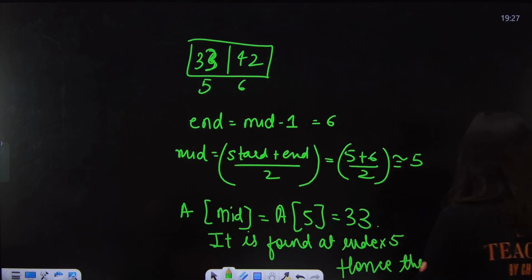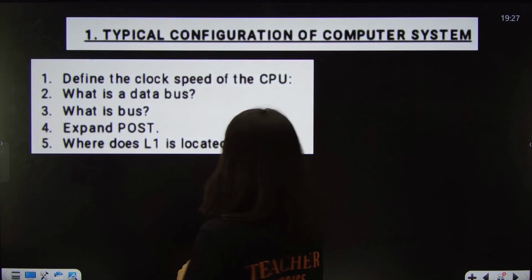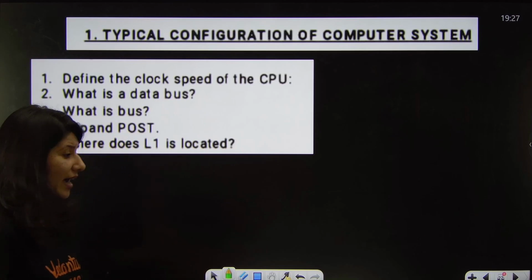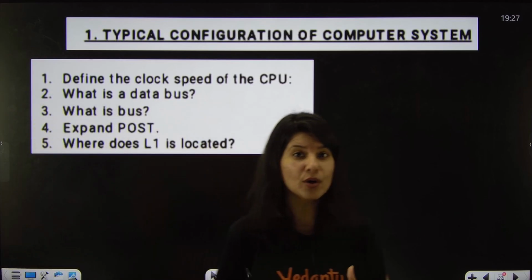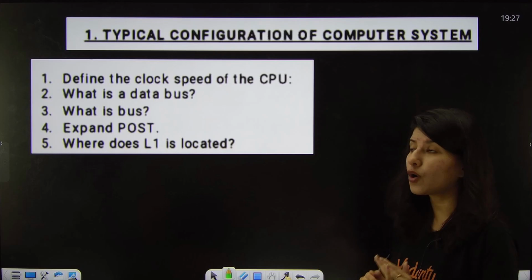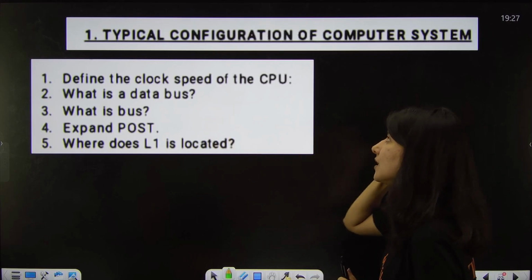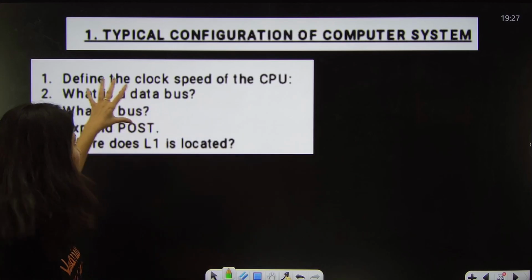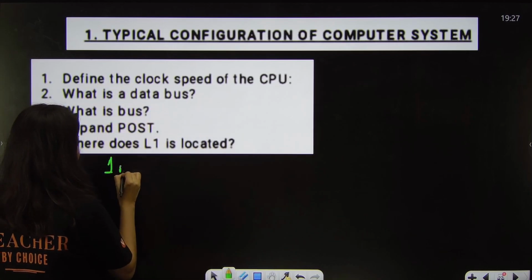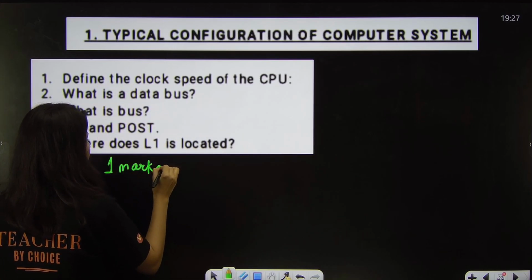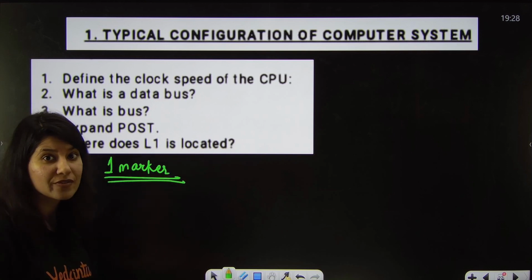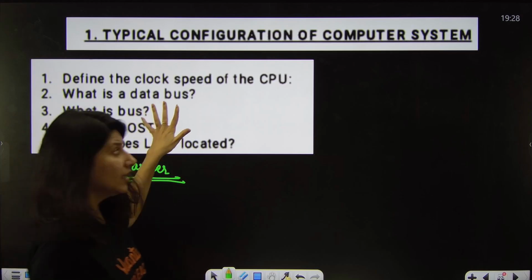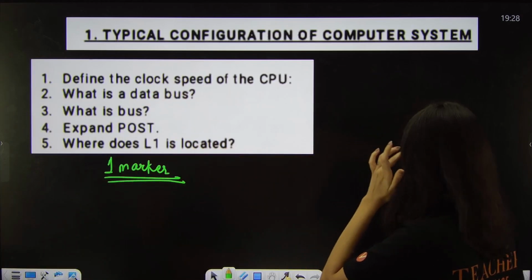Okay, so I know that we have addressed a few questions and your computer science syllabus is huge. So with me I have important questions from all the chapters. This is a typical configuration of computer system. This is a 1 marker question. To revise, you can just go through these 5 questions. Most likely it will be there in your midterms.